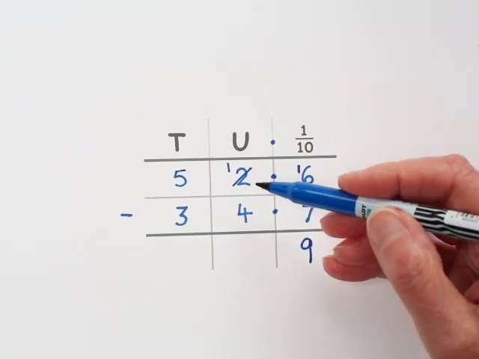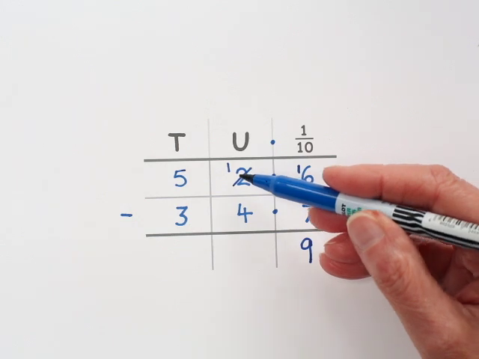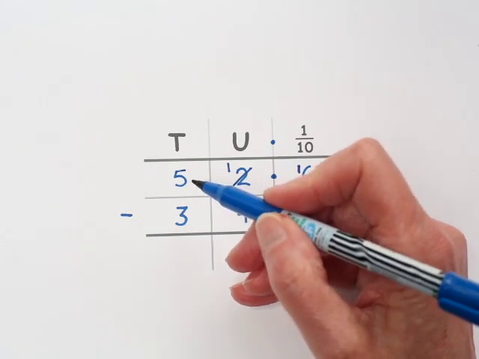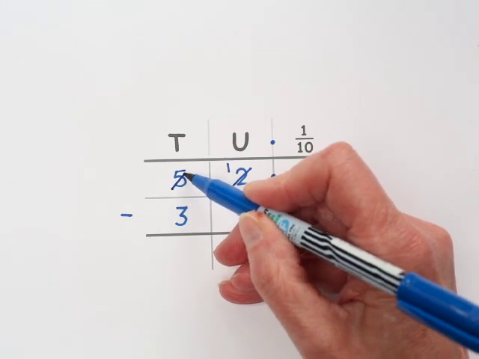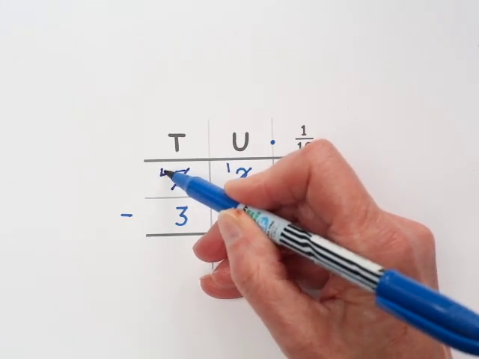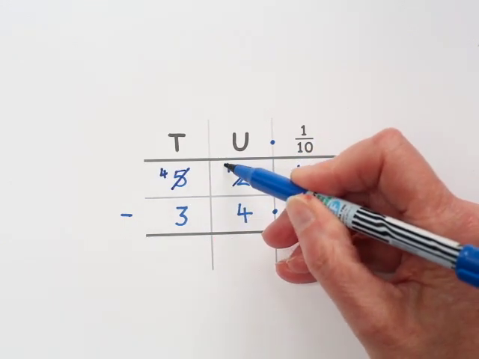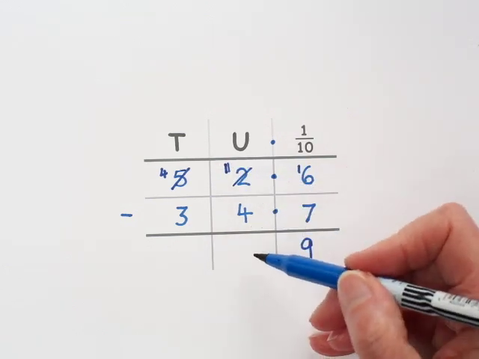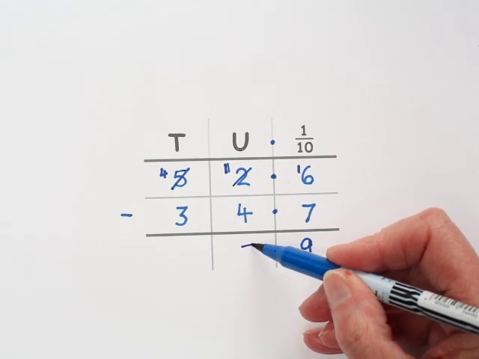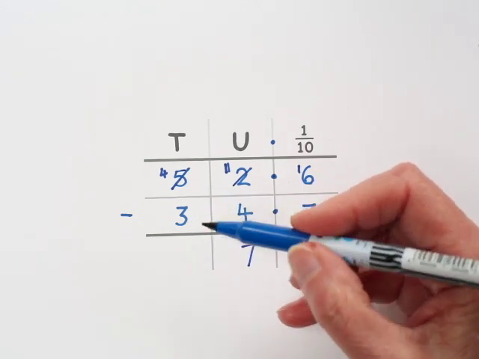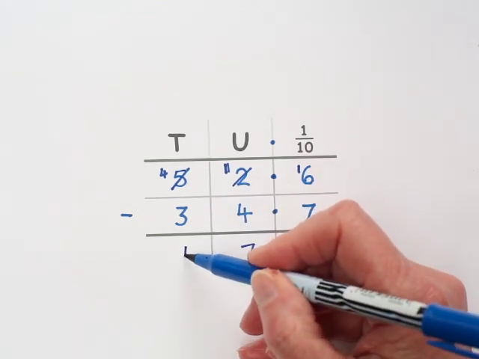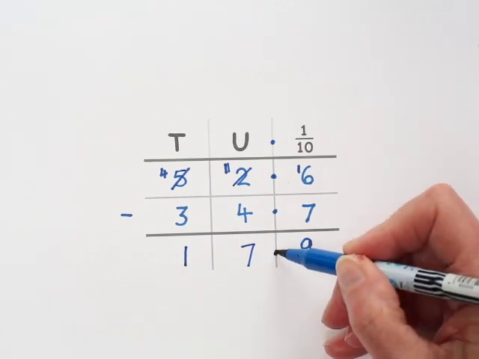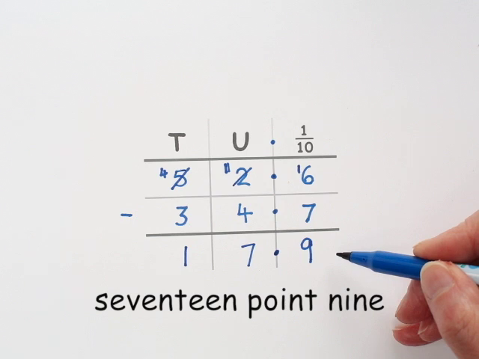and you go to the units column where you have a problem again. 1 take away 4 you can't do, so you go to the tens column, take one of those 5s, making it a 4, and put it in the units column as a little 1, like that. Now you've got 11 take away 4, which is 7, and 4 take away 3, which is 1. Put in the decimal point, so that's the answer, 17.9.